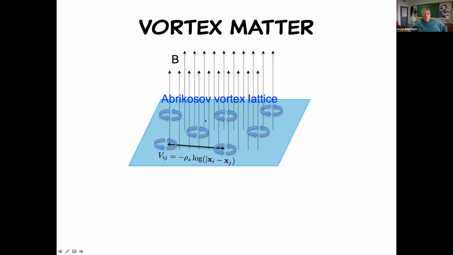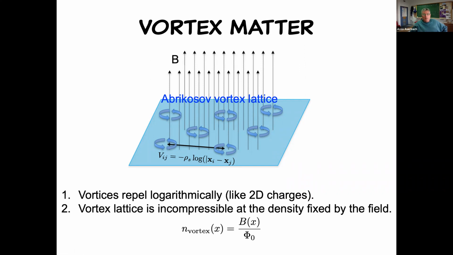This means that the vortex lattice that is formed here due to the magnetic field will have a well-defined lattice constant, or distance between them. So since the vortices repel logarithmically, the vortex lattice is incompressible at the density which is fixed by the field, and this is the equation. If you give me the field at a certain point, I will tell you, to very high precision, the vortex density in that regime. It's essentially a form of charge flux attachment, if you want. There's a magnetic field and a vortex density, which are highly related, and we'll talk about it later. So this is what we need to know.